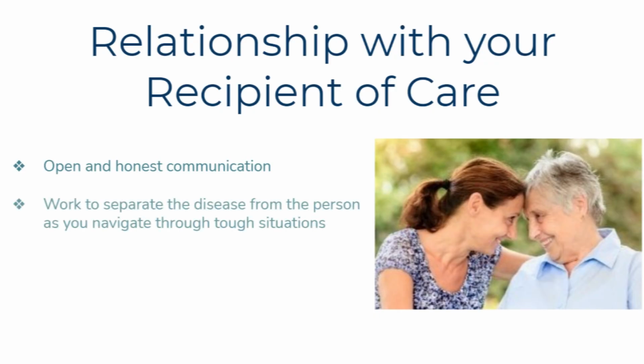Next, we encourage you to separate the disease from the person as you navigate tough situations. Whether that's dealing with the confusion of dementia or the physical limitations due to disease or age-related decline, your recipient of care is struggling and it is difficult on them as well. When these situations arise, practice separating this out in your mind. For example, you can be frustrated with dementia, but don't be frustrated with your mom. Having this separation in your mind will allow you to associate positive feelings and empathy towards your recipient of care.